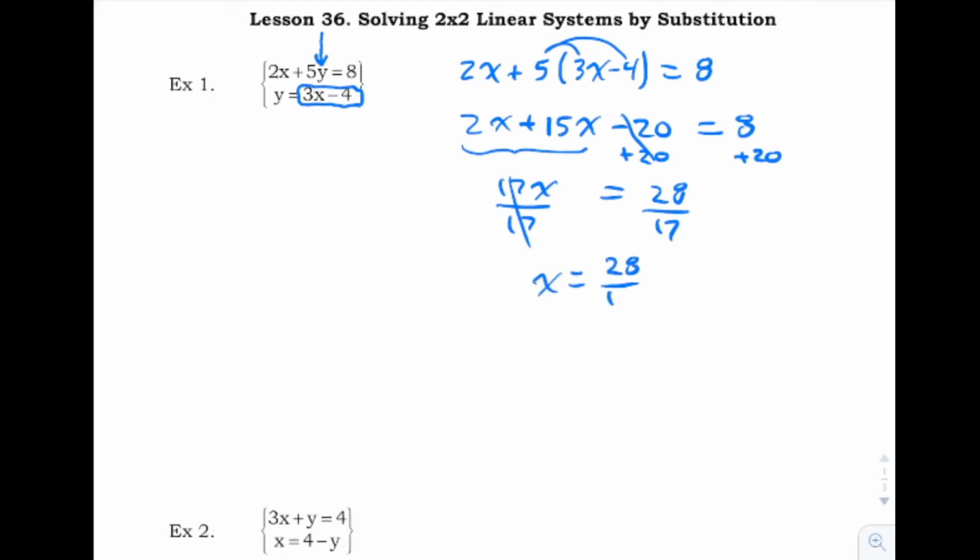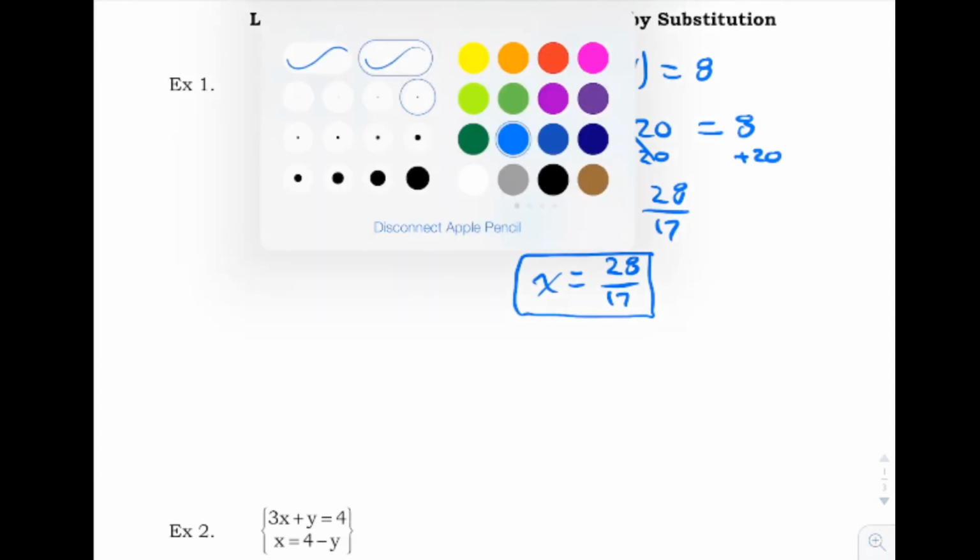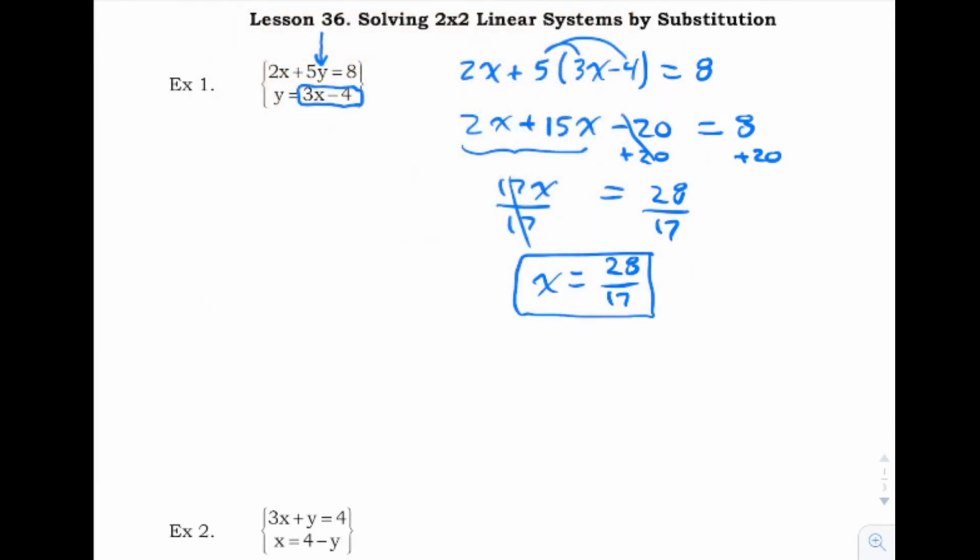X equals 28/17. Perfect! A nice exact answer. I defy you to read 28/17 by looking at a graph and going, oh yeah, that's where that is. That's x equals 28/17. Yeah, I can tell. No, you can't. So that's a big advantage of the substitution method, is it gives you exact answers. And it didn't even take that long, really. Except we're not quite done. We still have to find y.